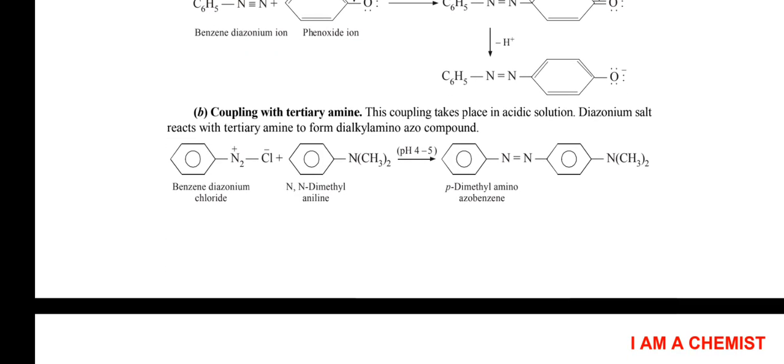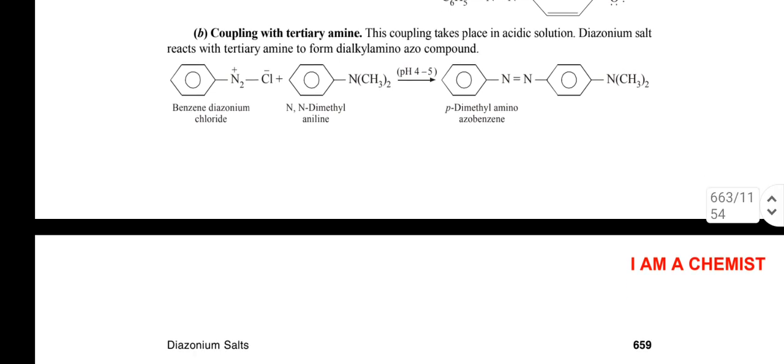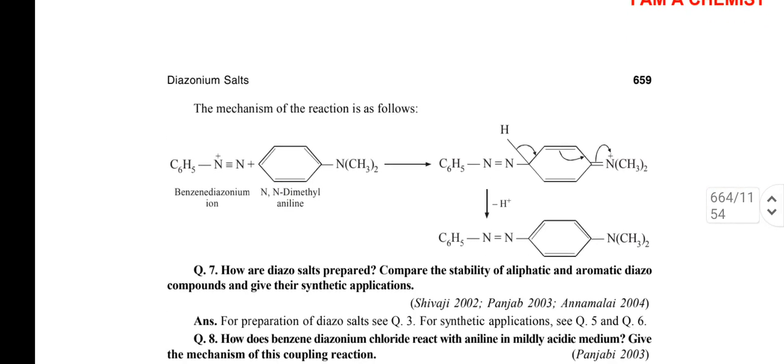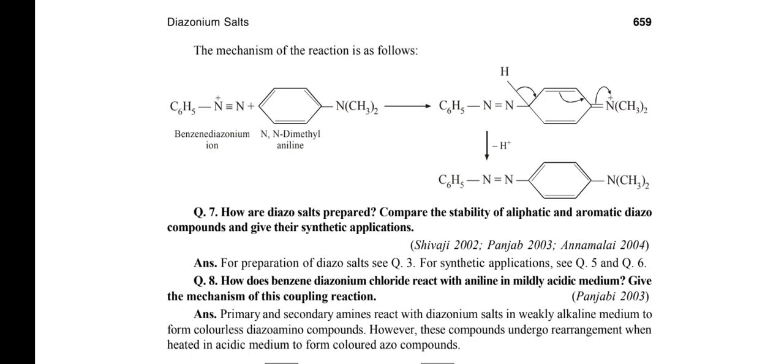The coupling reaction takes place in acidic solution. Diazonium salt reacts with tertiary amine to form a dialkyl aminoazo compound. The mechanism of the reaction is given as follows.